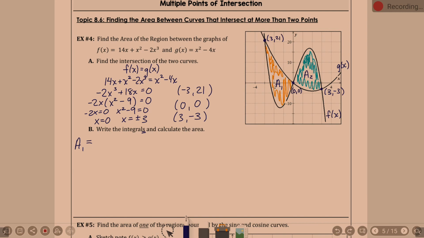The integral from negative 3 to 0. Okay, so let's first pause. Are we good with negative 3 to 0? Yes. We're on the orange piece. Negative 3 to 0, because those are my x values. Are we able to do upper minus lower? Yes. Are my equations in terms of x? Yes. Okay, so what are we doing here?